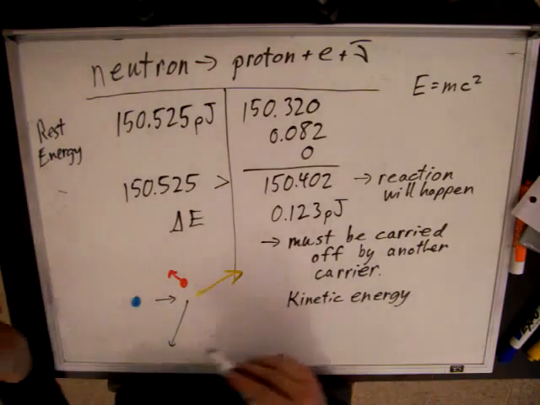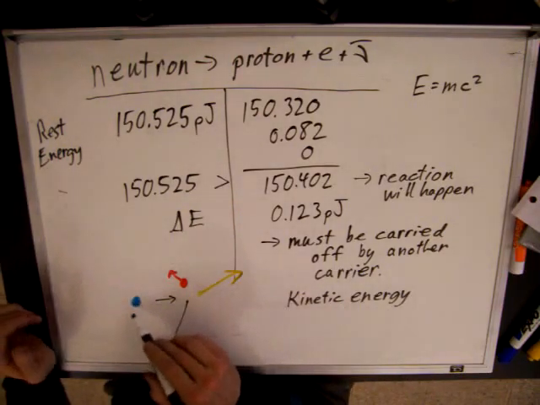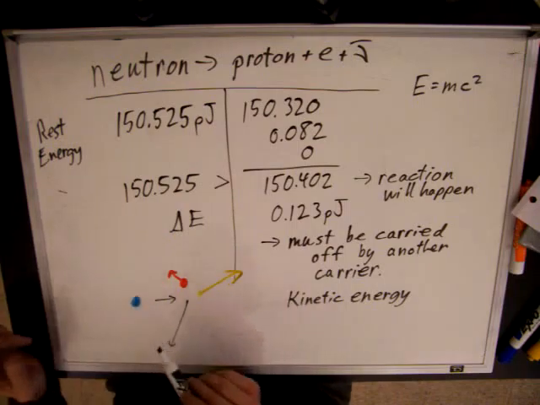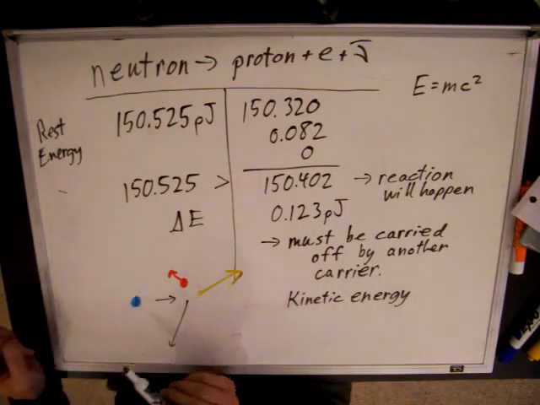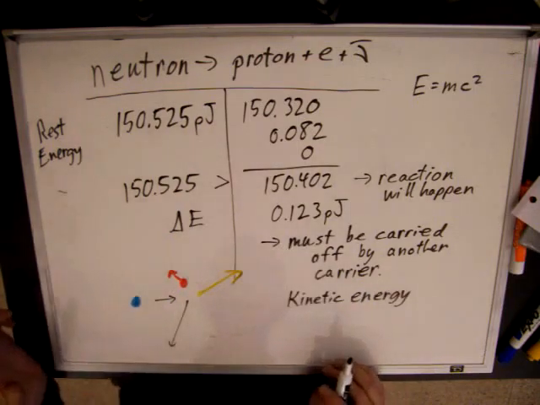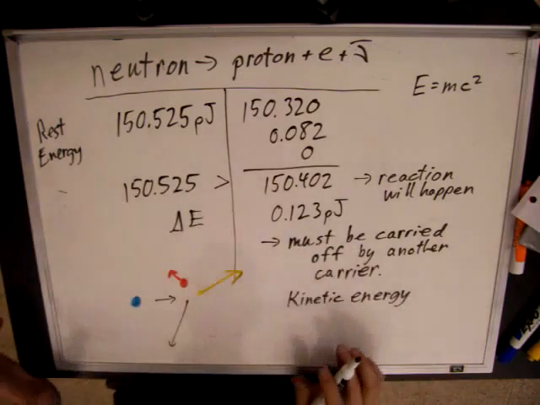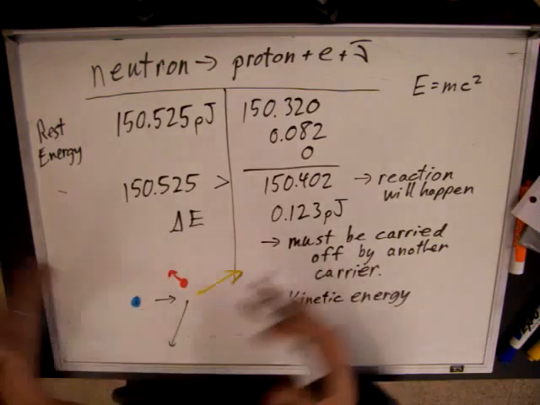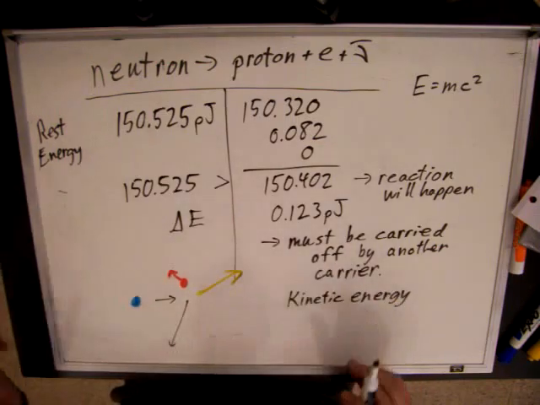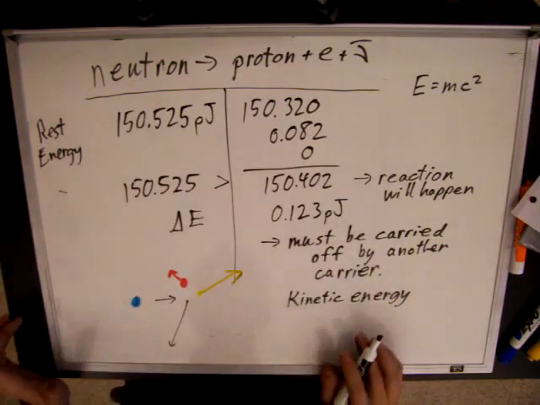So the result of this is that you take some energy which was stored inside the neutron and it gets converted into kinetic energy. And when these things collide with the rest of the material around them, they will heat it up, and then you'll have entropy produced.